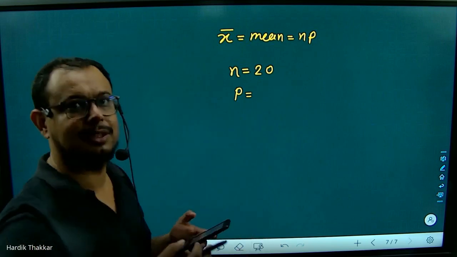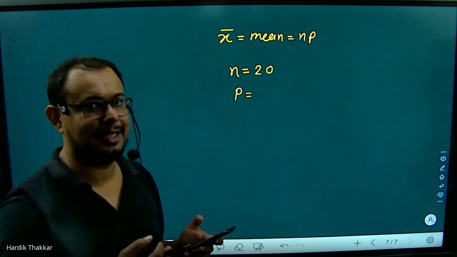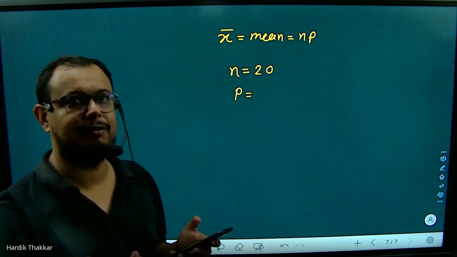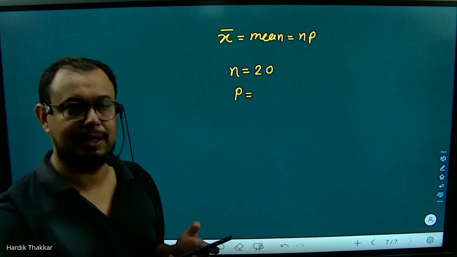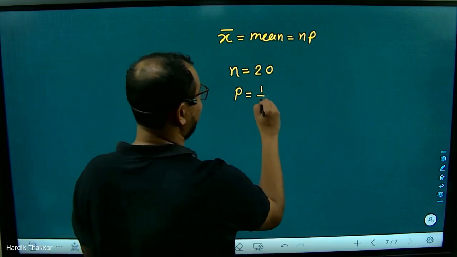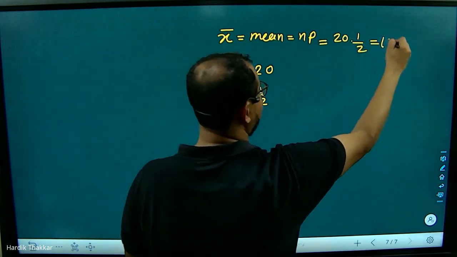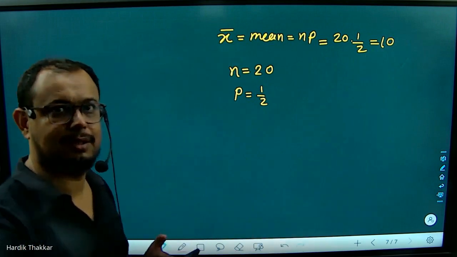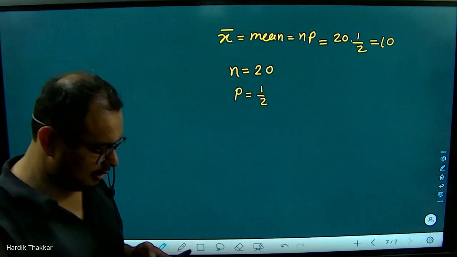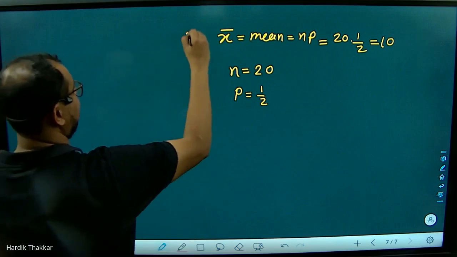P, the success, is getting head. And for each toss, the probability of getting head is 1/2. So here P is equal to 1/2. So the mean will be 20 into 1/2, that is 10. That's it. Clear? Shavi, Naina? Yes, sir. Now the question number 6. This was the 5th question.